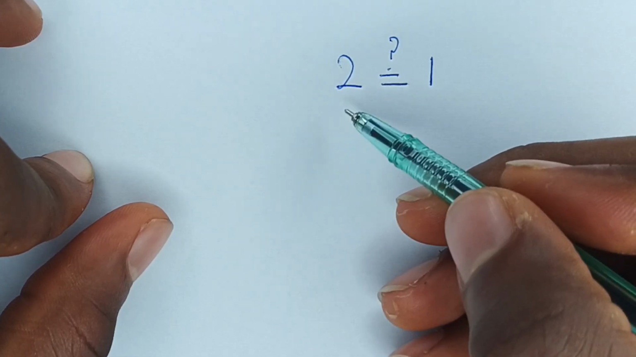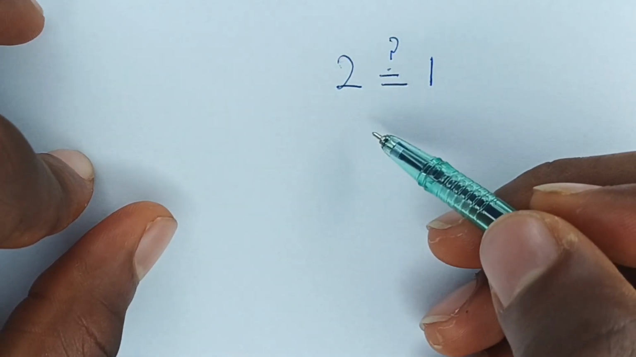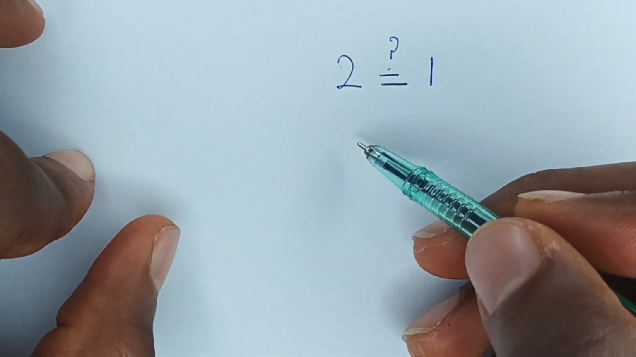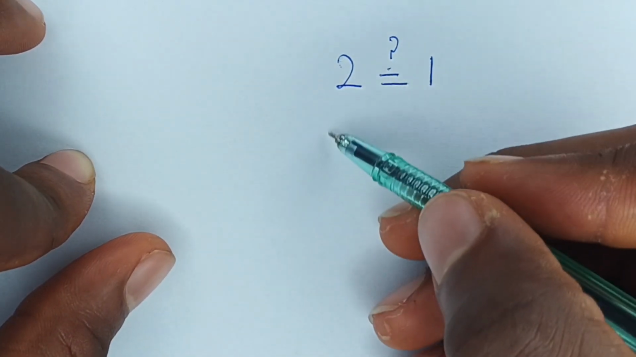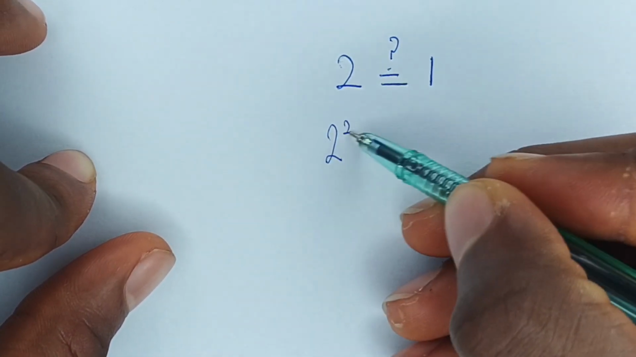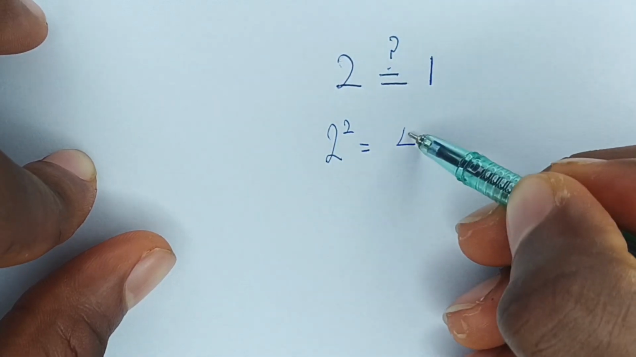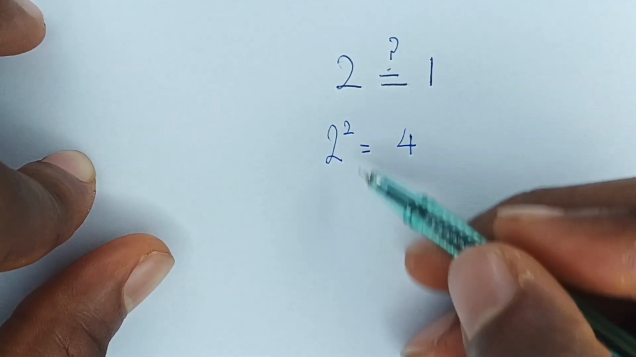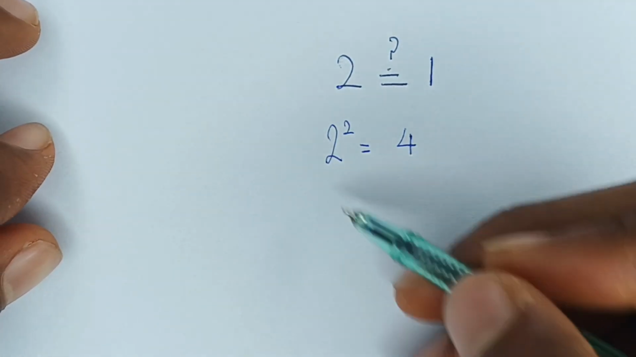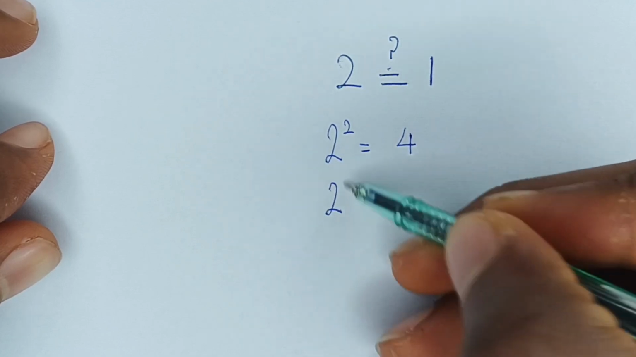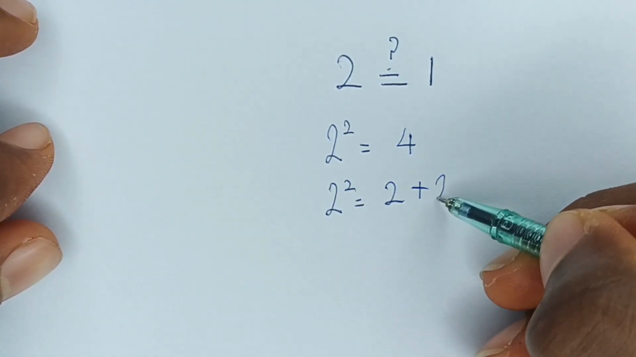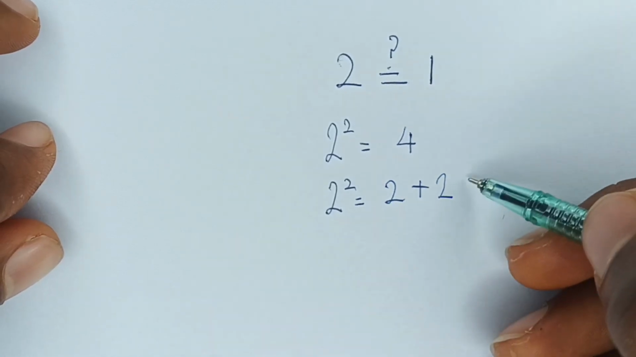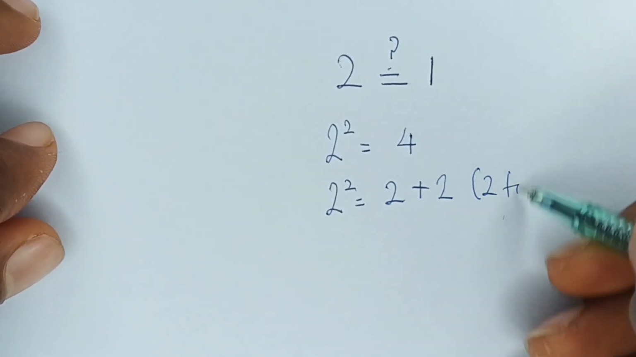Today I'm going to be showing you guys that 2 is equal to 1 using calculus. First things first, you have to agree with me that 2 squared is equal to 4. If 2 squared is equal to 4, it means that 2 squared will be equal to 2 plus 2, which is just adding 2 two times.